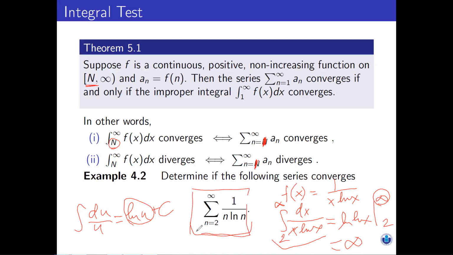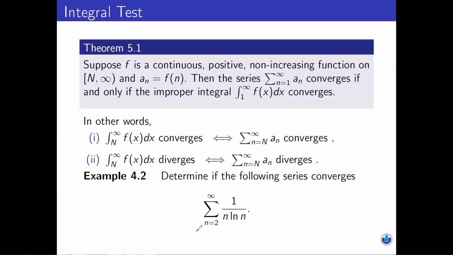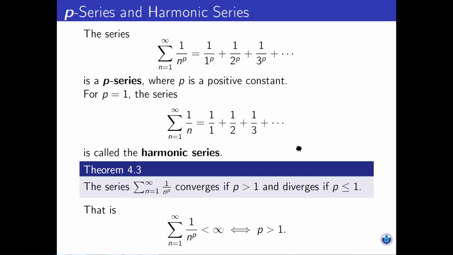And you can also apply this criterion to the p-series that we had earlier. So remember, this is the p-series with a power p here, and p is a positive constant, and in the special case when p equals 1, the series has a name: the harmonic series.